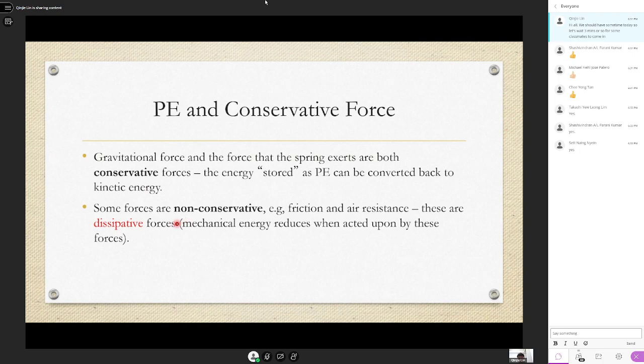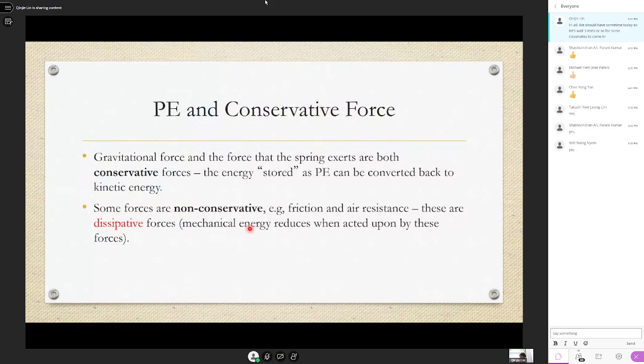The other kind are non-conservative, which means the opposite. For example, friction and air resistance are dissipative forces, so mechanical energy reduces when acted upon by these forces. When you push your laptop across the table, friction will act, and it will convert some energy to heat and sound. It is very difficult to convert the heat and sound back to movement.